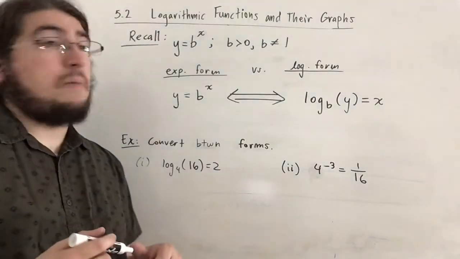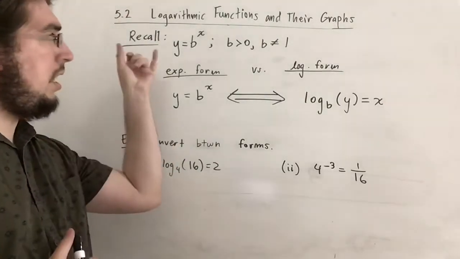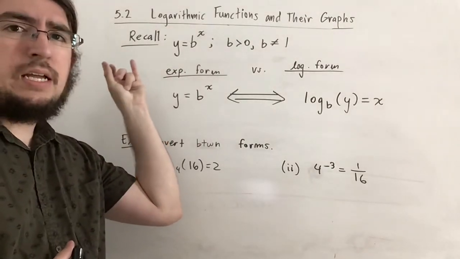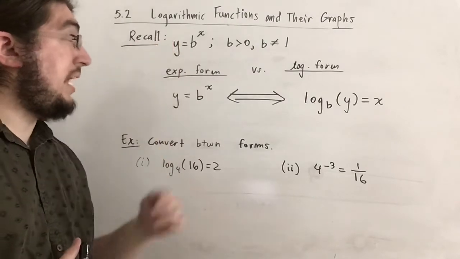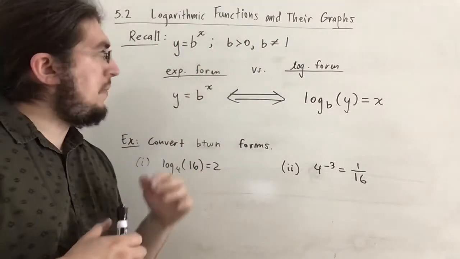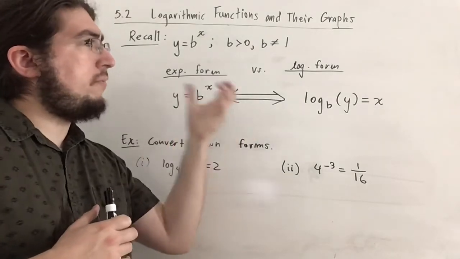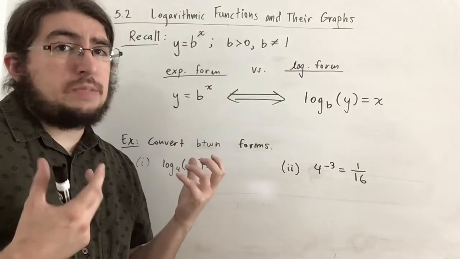Everyone, again, this is 5.2, logarithmic functions and their graphs. First I want to recall exponential functions. I'm going to write y equals instead of f of x equals. So y equals b to the x, where remember the base is positive and not equal to 1. And I'm going to first describe the logarithm as being essentially the inverse of the exponential.